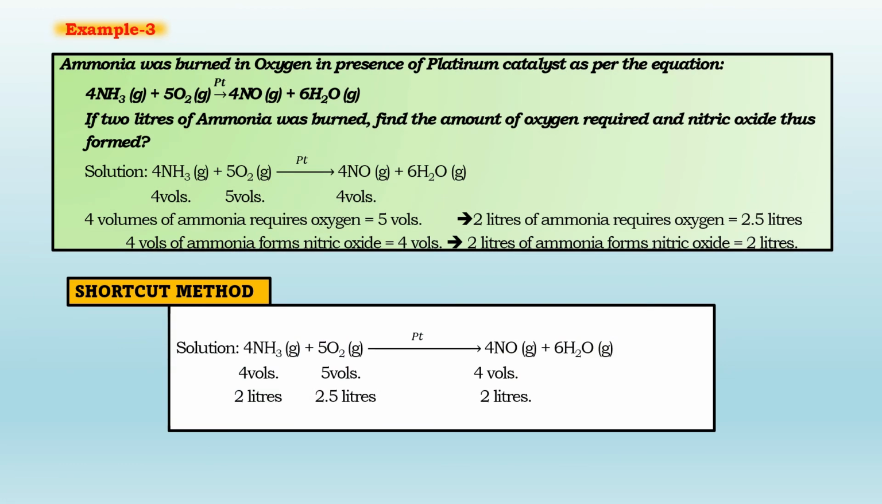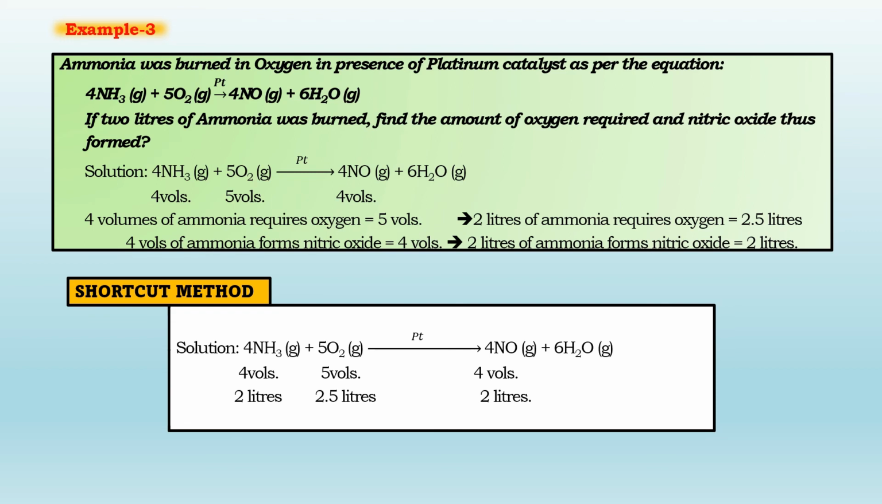Example 3. Ammonia was burned in oxygen in presence of platinum catalyst as per the equation 4NH3 plus 5O2 gives 4NO plus 6H2O, gaseous state. If 2 liters ammonia was burned, find the amount of oxygen required and nitric oxide thus formed. So the equation is 4NH3, that means 4 volume, 5O2 means 5 volume, 4NO means 4 volume.